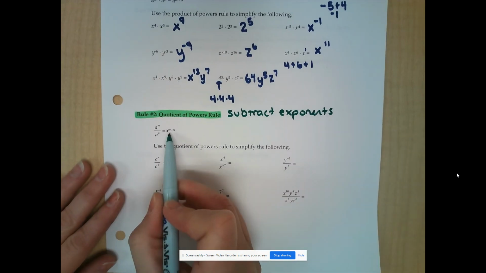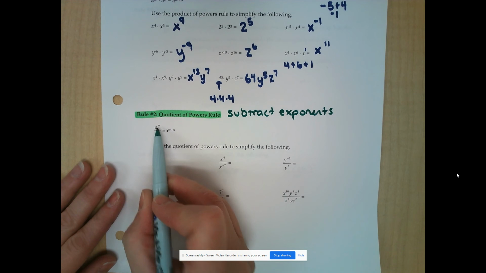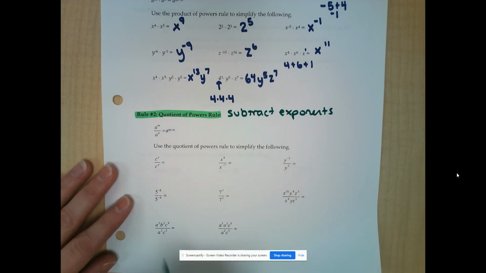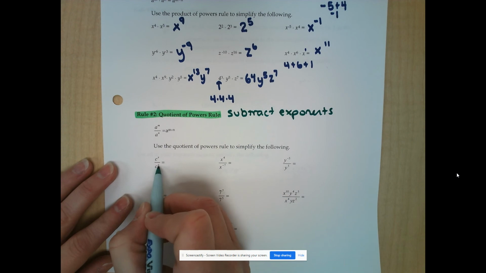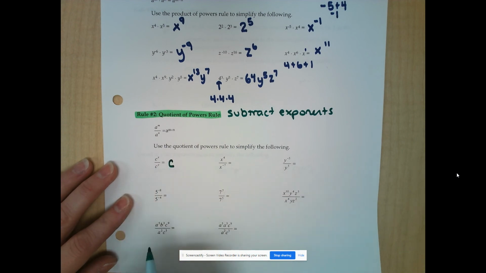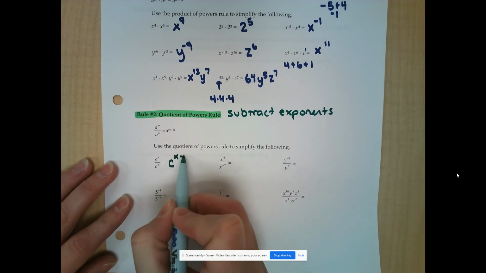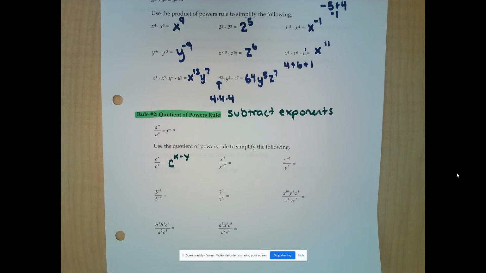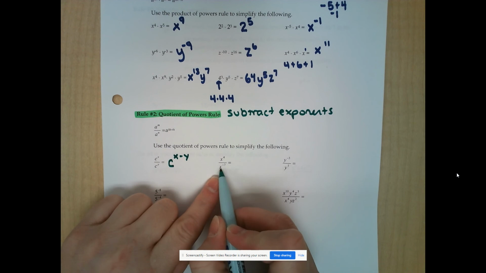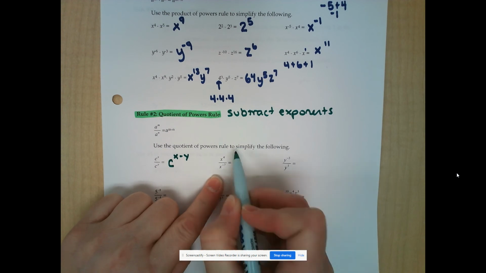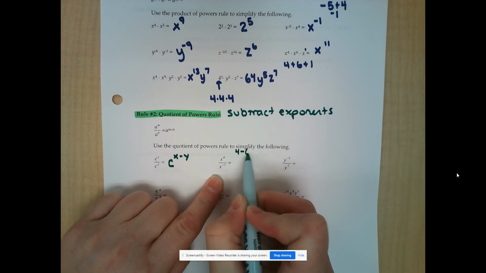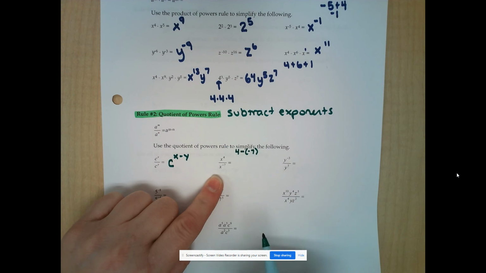So here I took the m, which was the one in the numerator, and subtracted the n, which was the exponent in the denominator. We're going to continue that pattern. C to the x over c to the y. C is the common base, and I'm going to do x minus y. Since I have no idea what x minus y is worth, I'm just going to write x minus y. I've got x to the fourth over x to the negative 7th. Now, this is asking me to do 4 take away negative 7.